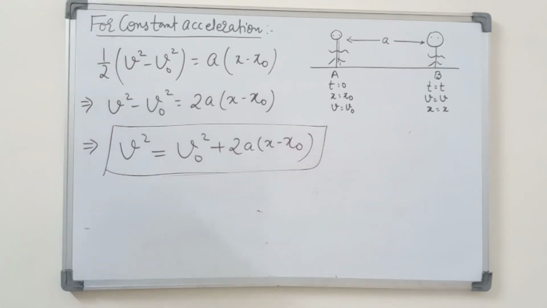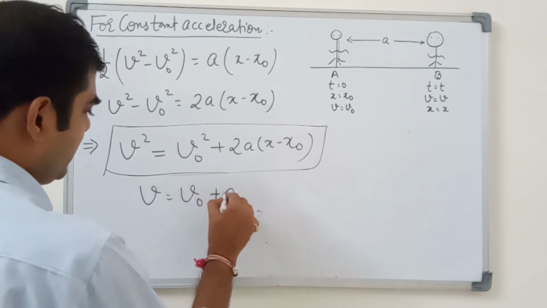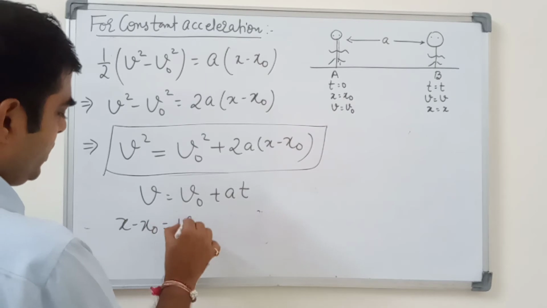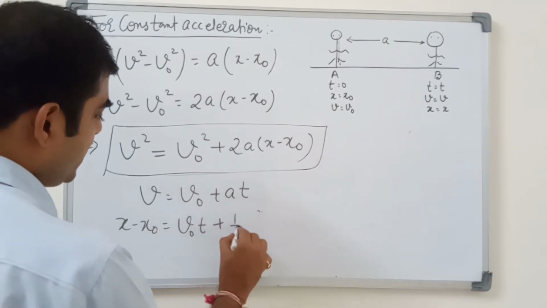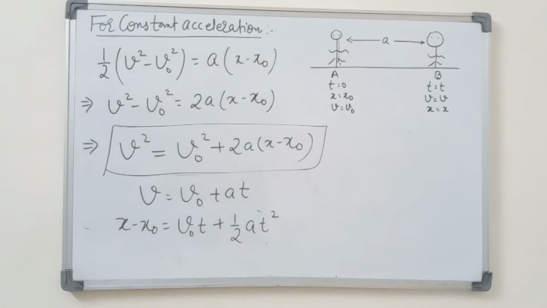Okay, my dear friends, again repeating: the first equation is v is equal to v naught plus at, and the second is x minus x naught is equal to v naught t plus half at square, found by the calculus method. Okay, all of you write down.